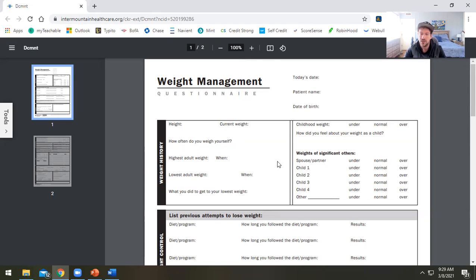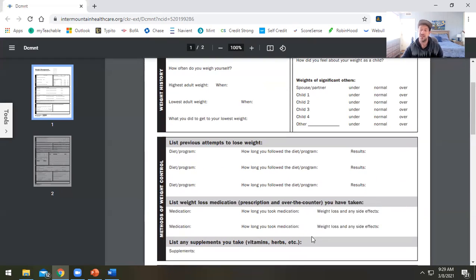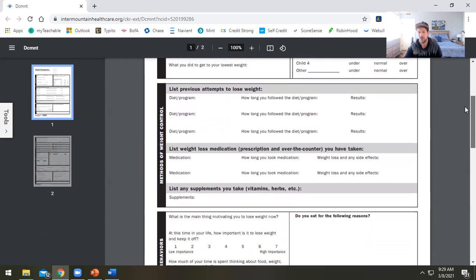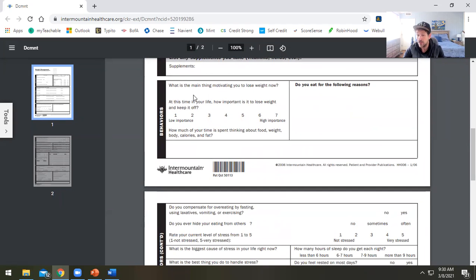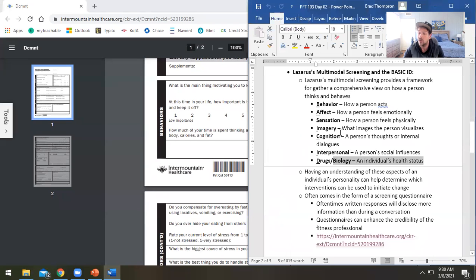If they're weighing themselves every day, clearly there's premeditation. That tells me a little bit about their behaviors and also about the imagery they're conjuring up. We tend to do the things that we do the most, and those are sometimes the things that make us most anxious. So it sounds like they probably have some negative imagery conjured up around this idea of weight. What about any previous attempts to lose weight? Any medications or supplements they take? What's the main thing that motivates them? Now I'm trying to get an idea of their cognition and their internal dialogues.